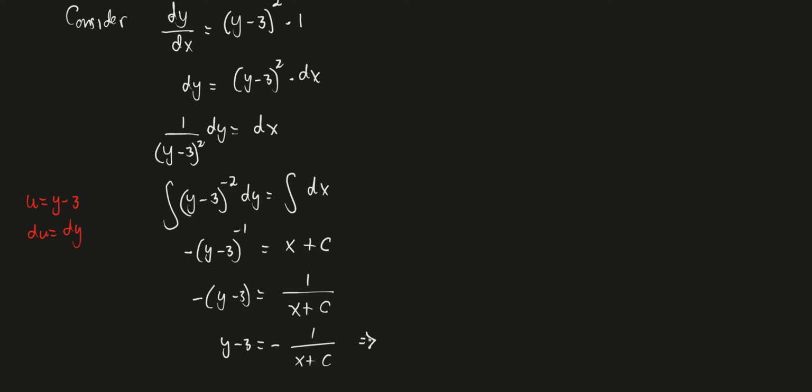And therefore, here is our explicit general solution. Our function is 3 minus 1 over x plus c. This is our general solution, and if we had an initial condition, then we could go ahead and figure out what the constant is.